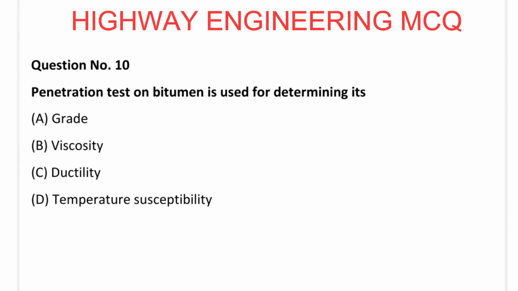So next question, penetration test on bitumen is used for determining its A, grade; B, viscosity; option C, ductility; and D, temperature susceptibility. So the answer is A, grade.